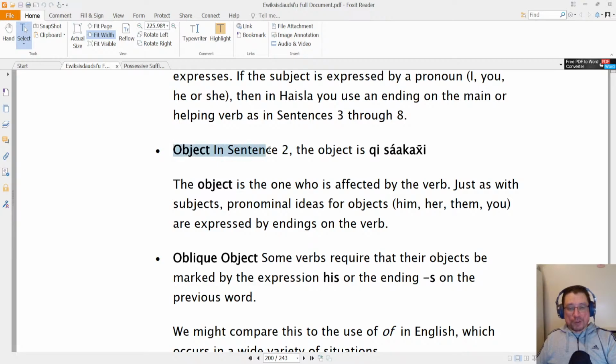In sentence 2, the object is sa kyahe, or sa. The object is the one who is affected by the verb. Just as with subjects, pronominal ideas for objects, him, her, them, or you, are expressed by endings on the verb.